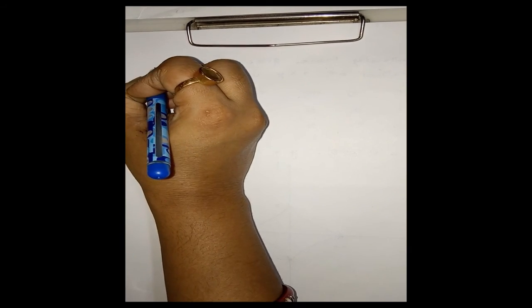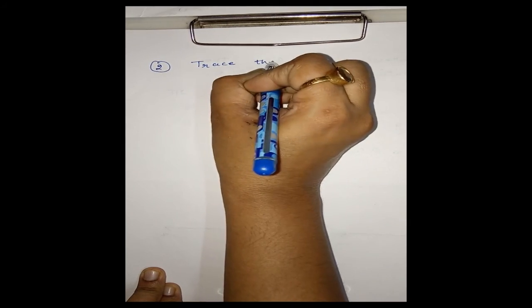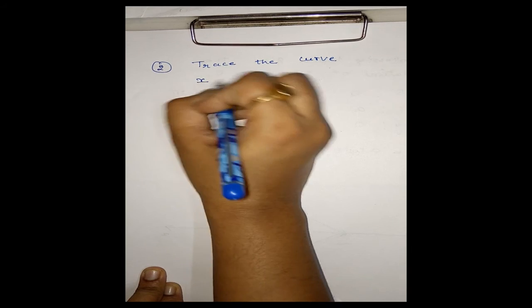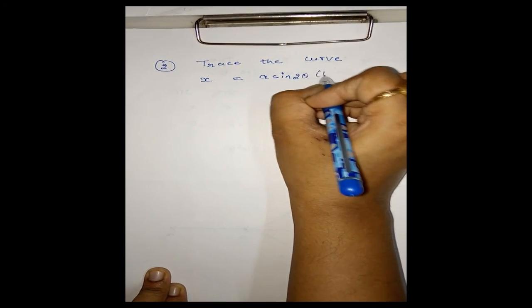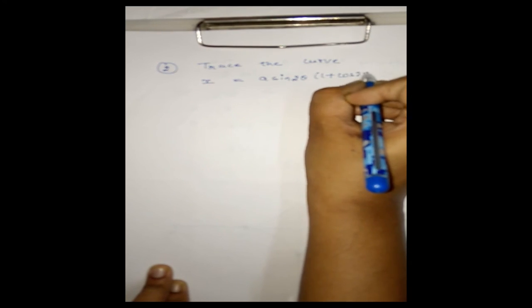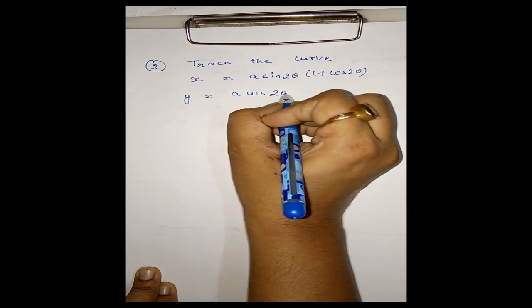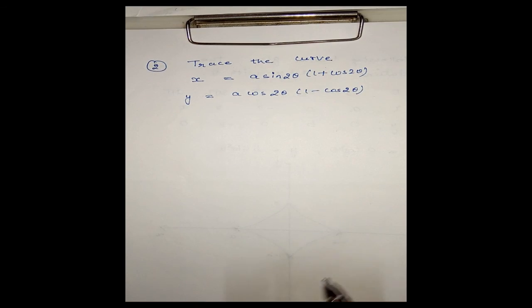Trace the curve. Second, trace the curve x is equal to a sin 2 theta (1 plus cos 2 theta) and y is equal to a cos 2 theta (1 minus cos 2 theta). Now let us trace this graph.